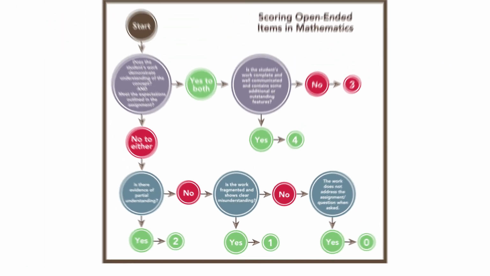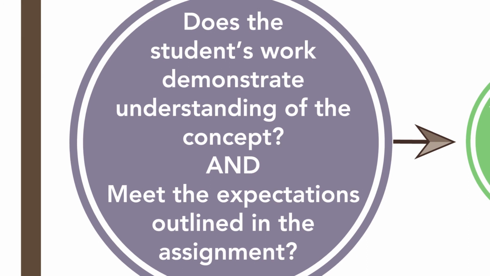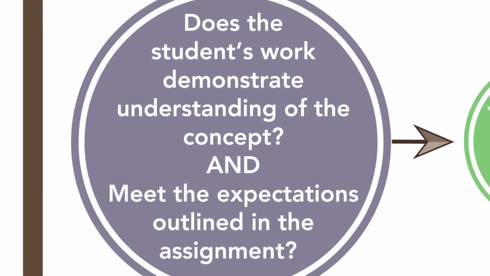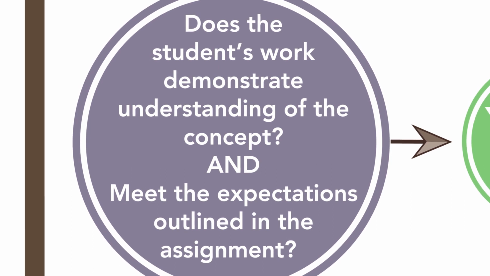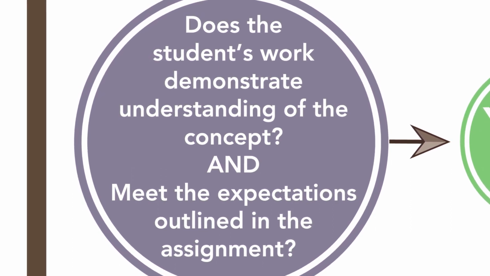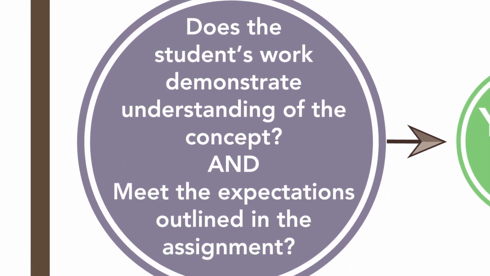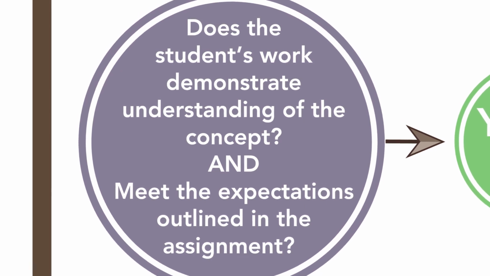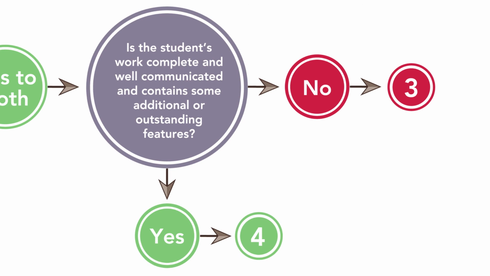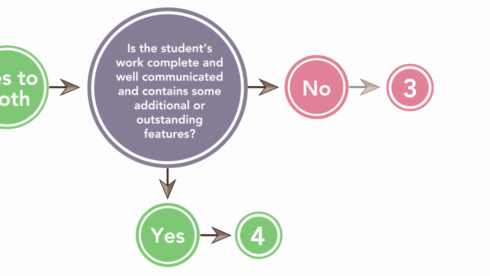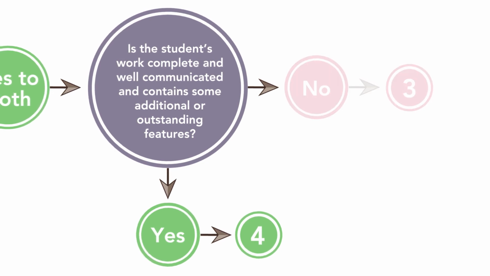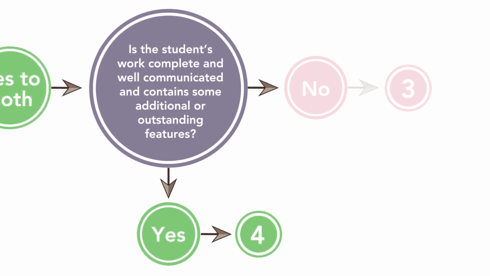Let's take an example of a student scoring a 4. The teacher will analyze the student's work. They'll ask themselves, does the work demonstrate understanding of the concept? Yes. Then they'll ask, does the work meet expectations of the task? Yes. Now that they know the work falls in the category of a 3 or a 4, they're going to ask an additional question. Is the student work complete and well communicated? If the answer to this is yes, then the student scores a 4. When a student scores a 4, it means that they met or exceeded the expectation, that their work is well communicated, and that they have a solid understanding of the concept.